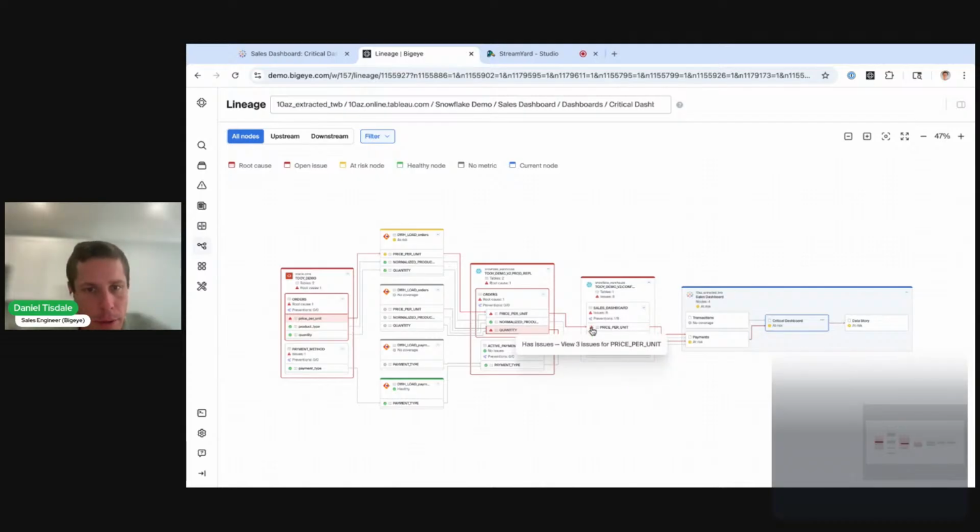If I look at price per unit here and go a layer above, in this case our replication layer of Snowflake, I'm also seeing that there are some data quality issues there, 6 issues that are occurring. Now, if I go all the way upstream to Oracle, that same column, price per unit, has 2 data quality issues with it. And you'll notice that this column in the Oracle database is highlighted in that light shade of red, and that signifies that that is the root cause of the issue.